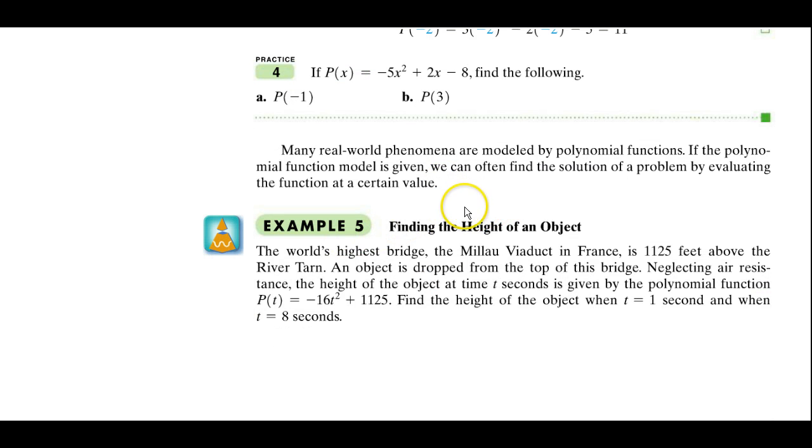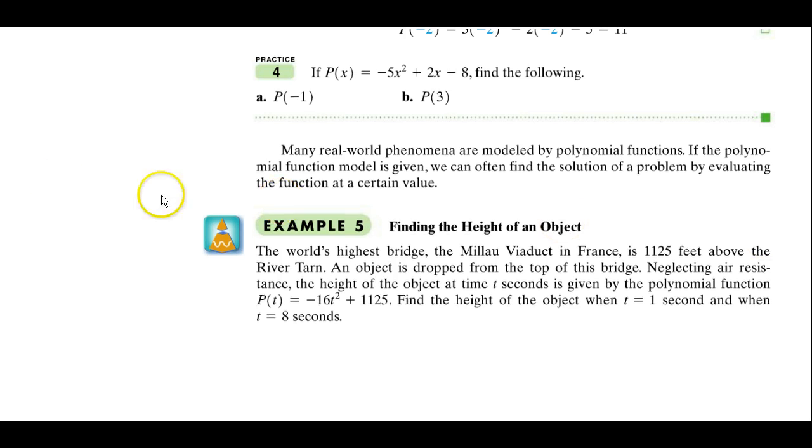In example 5, they're asking us to find the height of an object. Well, the world's highest bridge in France is this many feet above the river Tarn. An object is dropped from the top of this bridge. Neglecting air resistance, the height of the object at time t seconds is given by this polynomial function. That is, p of t equals negative 16t squared plus this. Find the height of the object when t is 1 second and when it is 8 seconds.